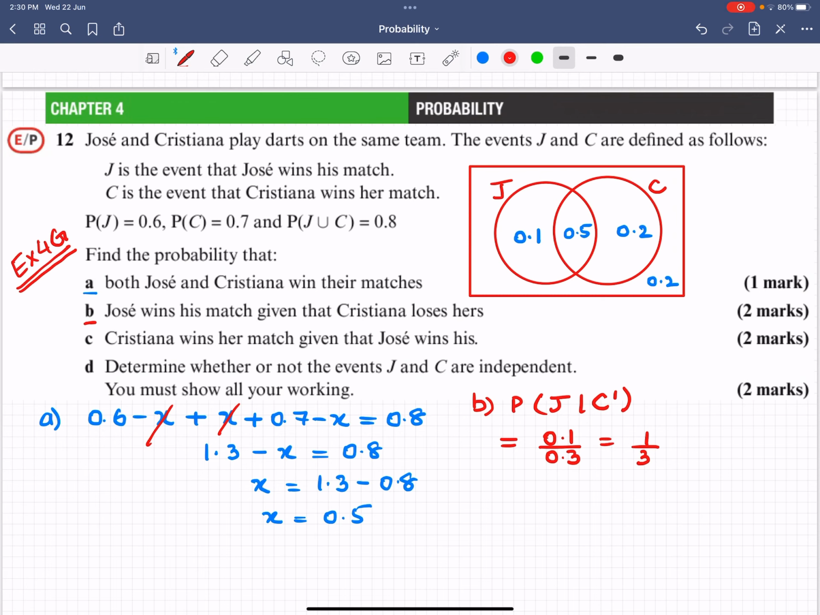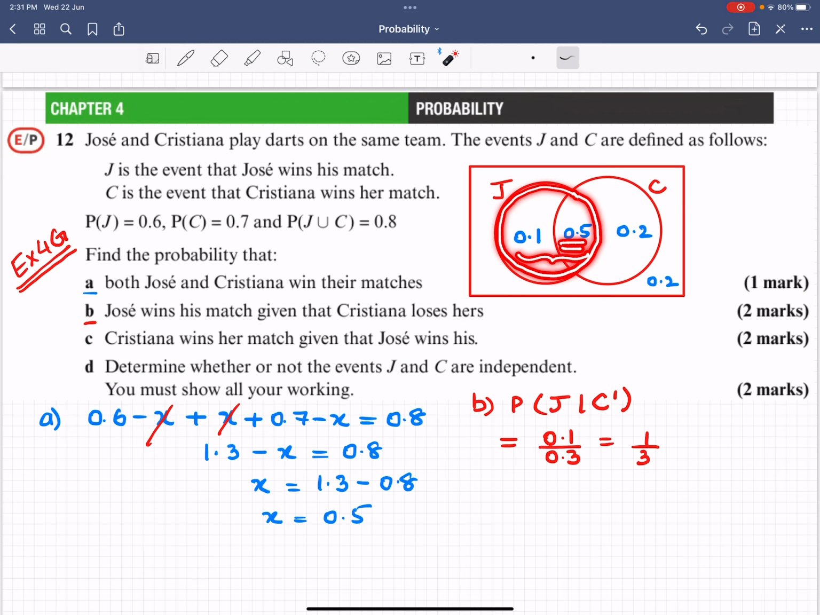The third question is part C. Christina wins her match given that Jose wins his. So we want to find the probability that Christina wins given that Jose wins. Given that Jose wins means we are looking at only this part of the Venn diagram. From this, we need to find the probability that Christina wins over the total.